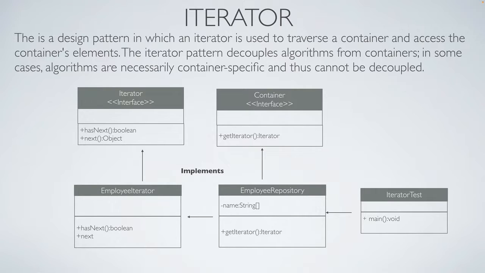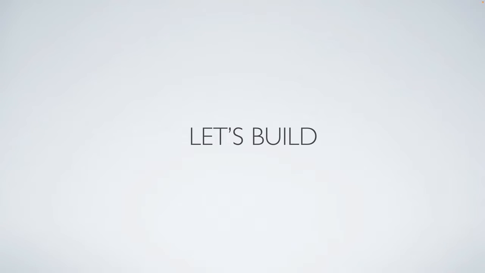Similarly, we will have employee iterator, and employee iterator will implement iterator interface that has methods such as hasNext and next. HasNext will check whether there is a next object within the iterator, and next will give you the next object. And the iterator test here will have our main method, and the main method will use employee repository to print all the employees within that iterator. Let's build this example and see how it works.